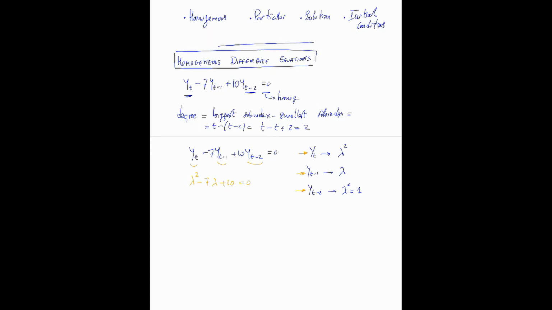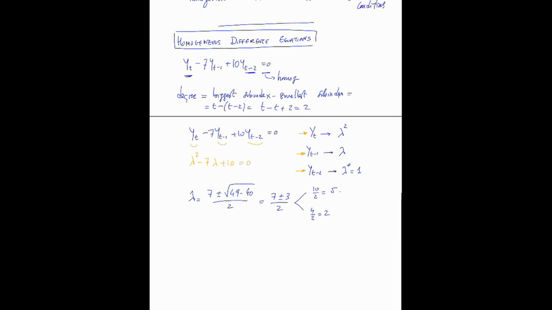Now we solve this equation as a quadratic equation. Lambda equals 7 plus minus the square root of 49 minus 40, divided by 2 times 1, and this is 7 plus minus 3 divided by 2. 7 plus 3 is 10, half of which is 5, and 7 minus 3 is 4, half of which is 2. So the number 5 generates one solution of the equation, which is 5 raised to t. And the number 2 generates another solution, 2 to the t. So from the equation y_t minus 7 y_(t-1) plus 10 y_(t-2) equals 0, we have degree 2, so 2 basic solutions, which are 5 to the t and 2 to the t.